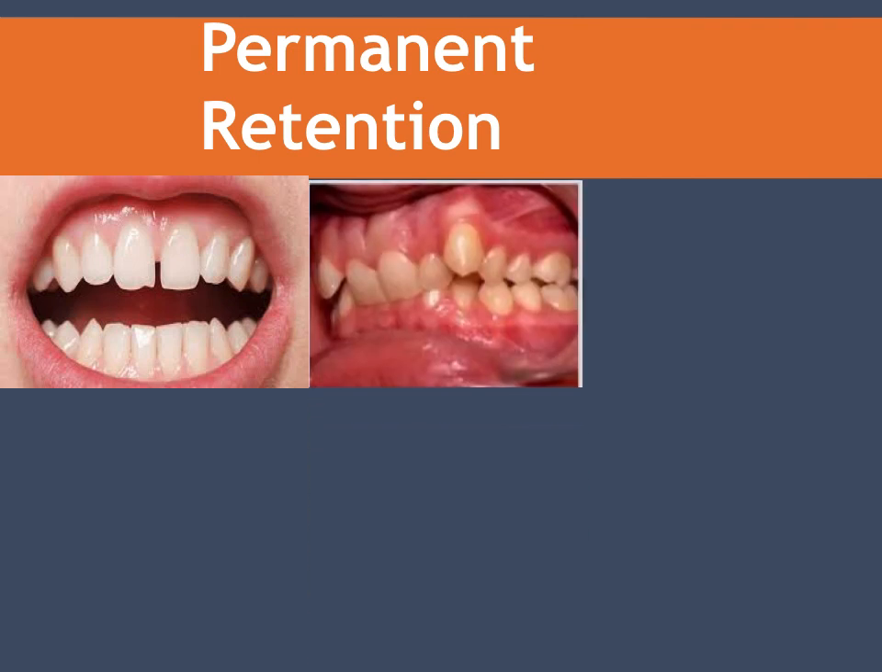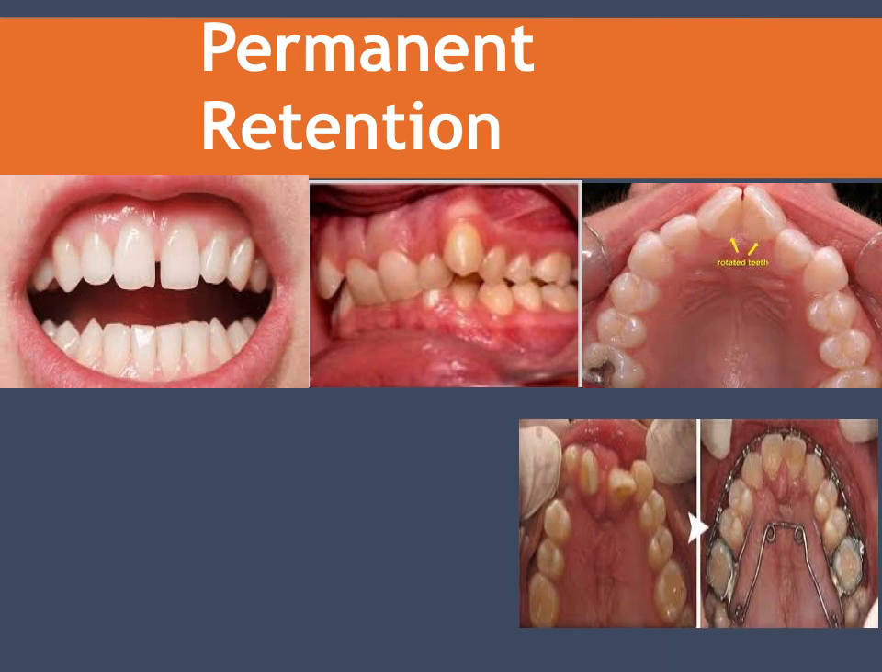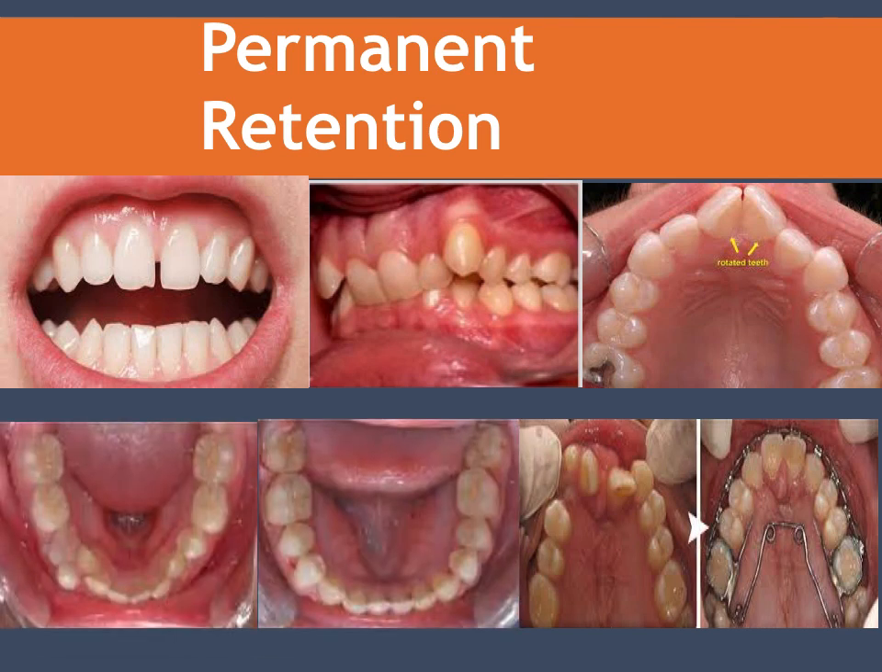Your class 2 division 2 malocclusion, then severely rotated incisors, are very prone to relapse. Cleft lip palate patients where you've undergone expansions, and the etiology has not been removed, and of course where the mandibular arch form has changed, are going to need a permanent retainer.